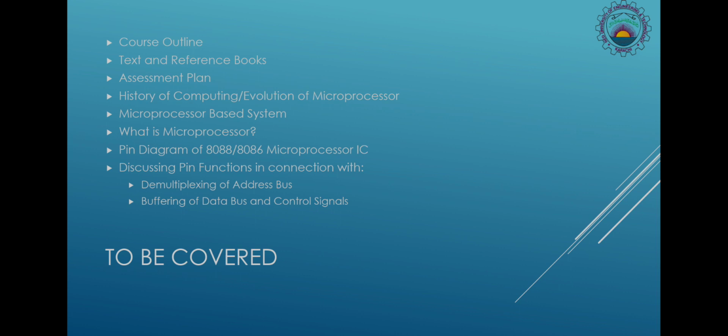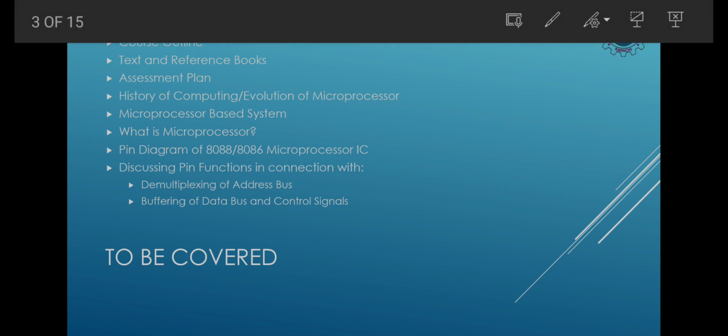and before we go to the microprocessor, a brief history of computing, or you may say the evolution of the microprocessor, will be discussed. Then the microprocessor based system will be discussed with the help of a block diagram. Then what is a microprocessor and how it works will be discussed.